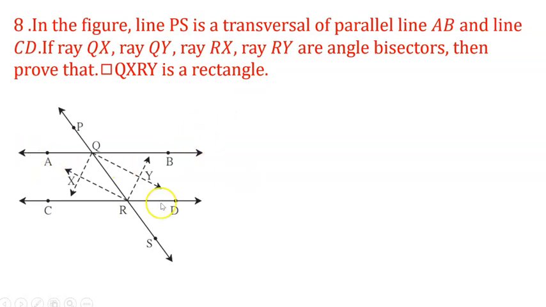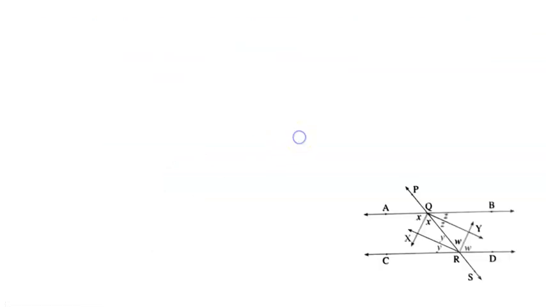Now see this here. First, line AB is parallel to line CD, and all these rays, that is ray QX, ray QY, ray RY and ray RX, are the angle bisectors. Then we want to prove that the quadrilateral QXRY is a rectangle. Now we'll prove this. Very interesting.